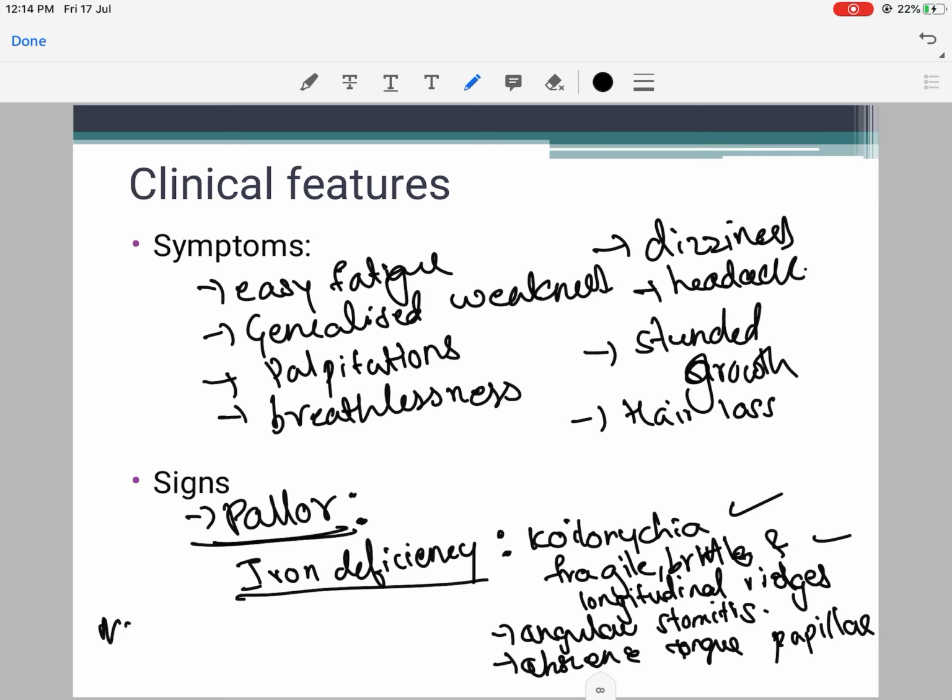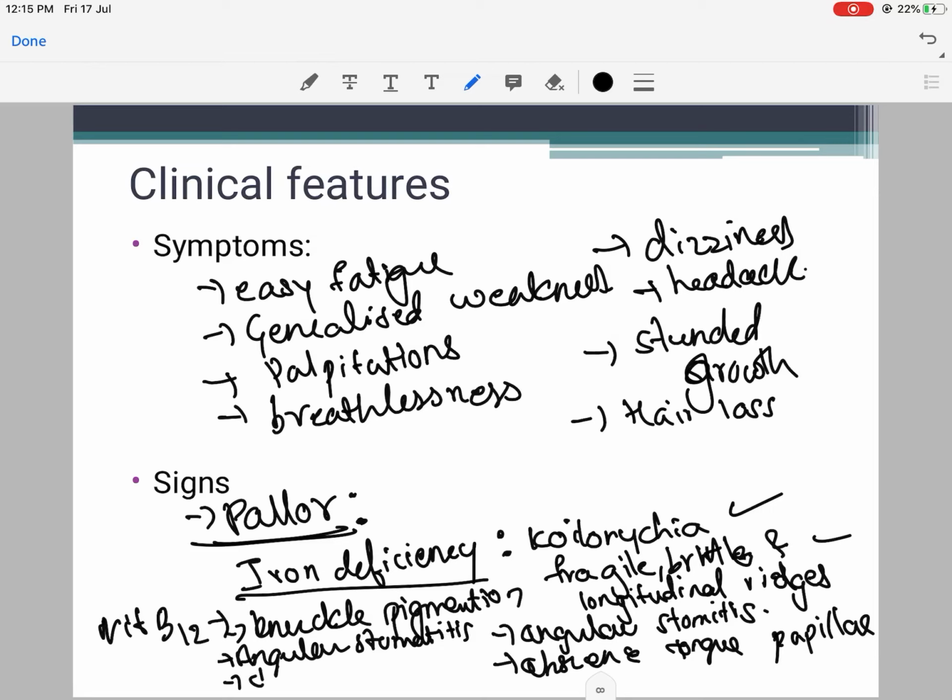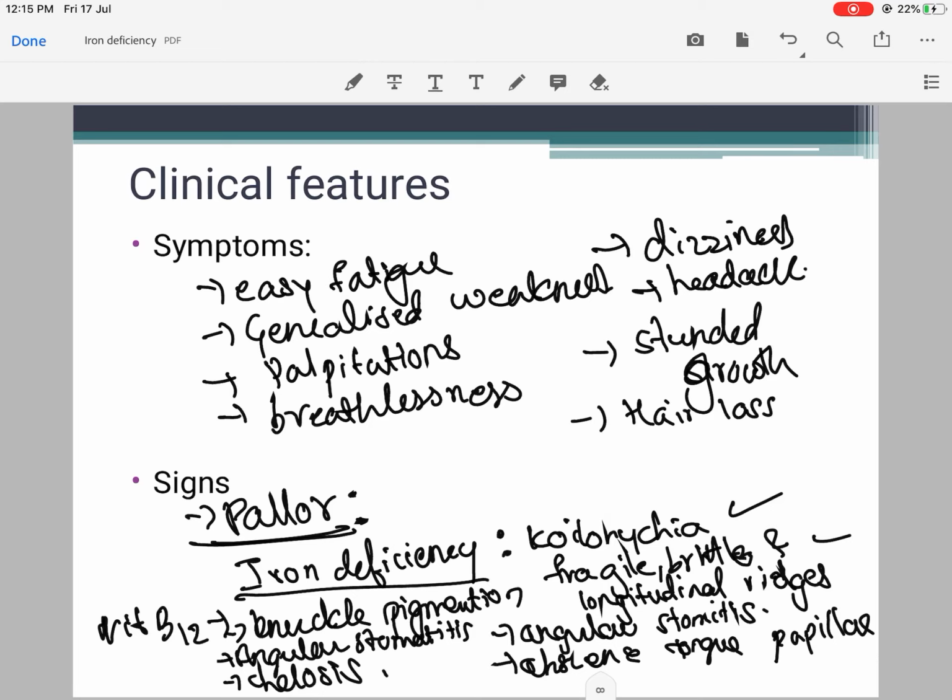If you feel it is due to vitamin B12, you look for knuckle pigmentation. Knuckle pigmentation is a feature of vitamin B12 deficiency. Other features are, again, angular stomatitis and cheilosis. Apart from that, any other causes of anemia you cannot diagnose based on clinical features. Maybe underlying diseases such as cirrhosis of liver, etc., may be seen, but the basic clinical features you can find are these.